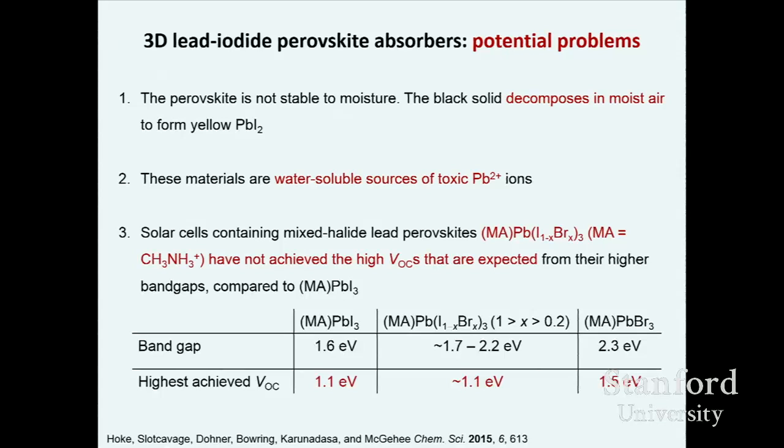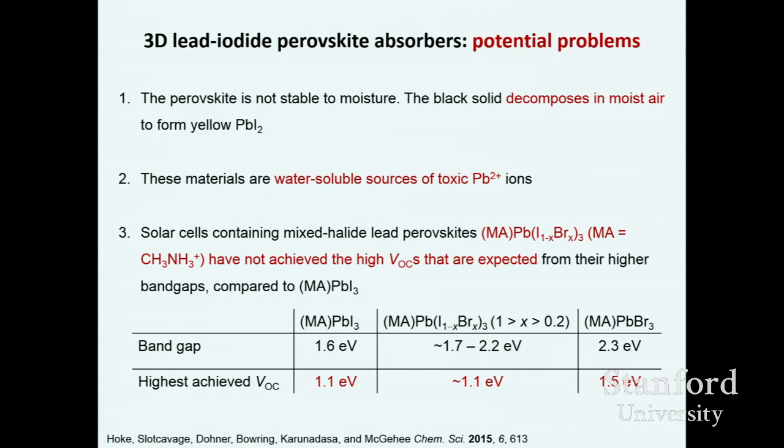The third point is kind of interesting, surprising really. I mentioned to you that we can throw bromide into the lead iodide lattice, and the more bromide I add, the higher my band gap gets. That's true. I can change my band gap very systematically by adding bromide. But you'd think that if the band gap was getting higher and higher, we should be able to get higher and higher voltages out of these materials containing more bromide. But these higher voltages have been very difficult to realize in these materials.